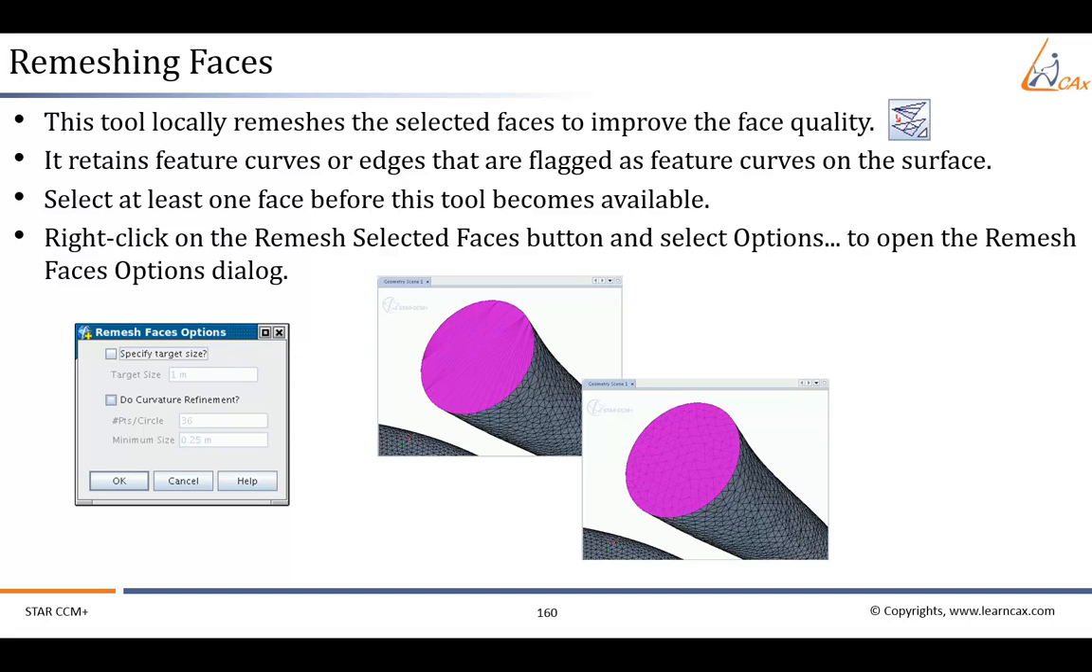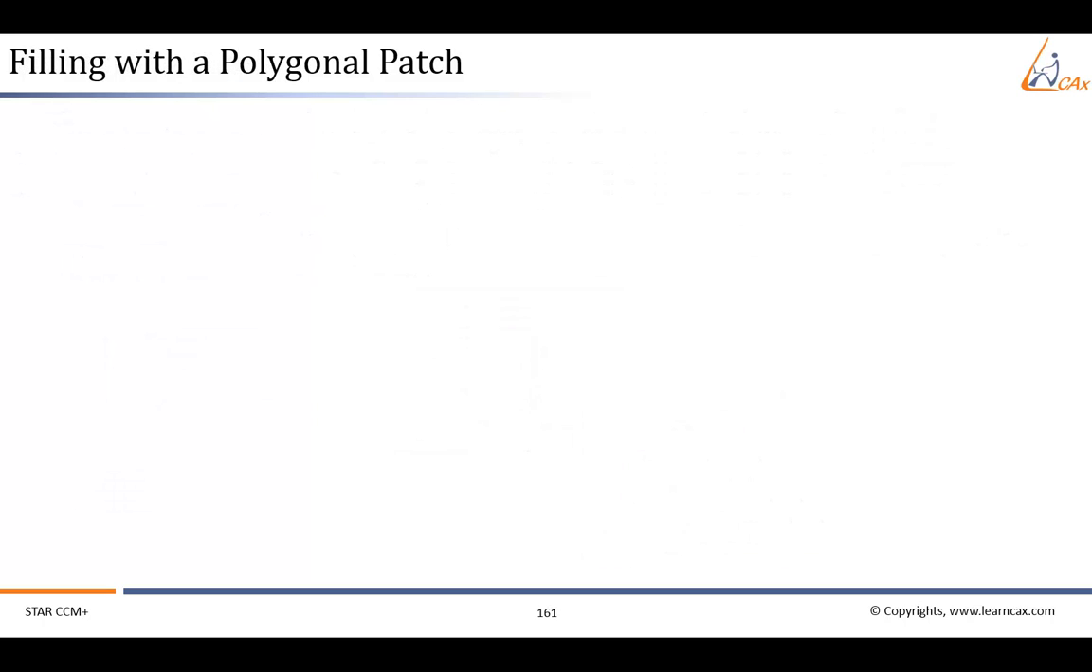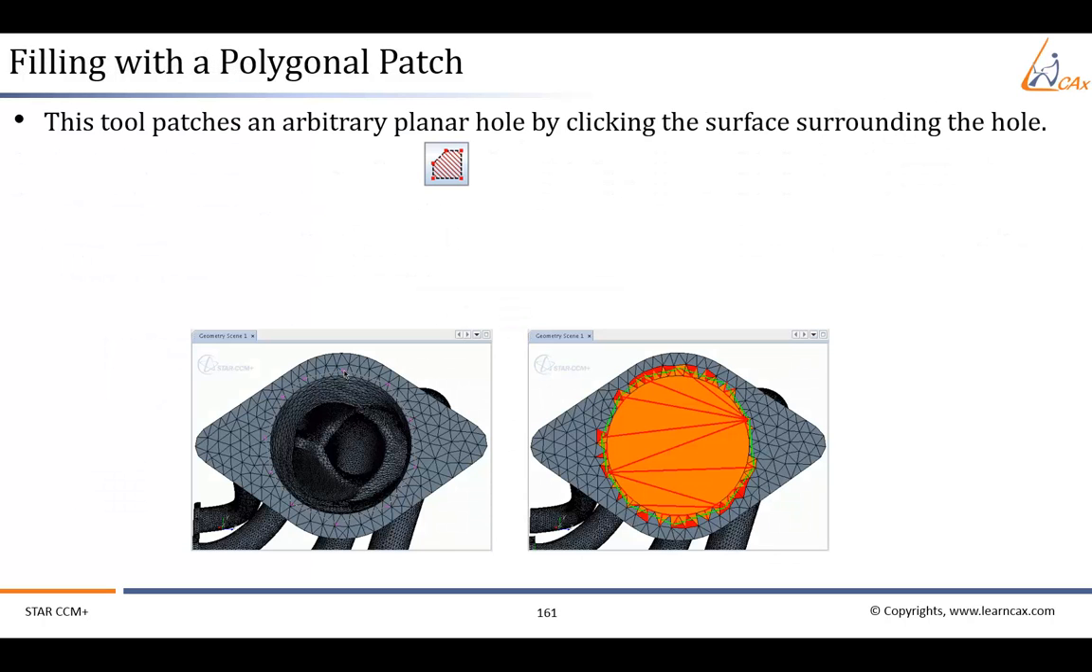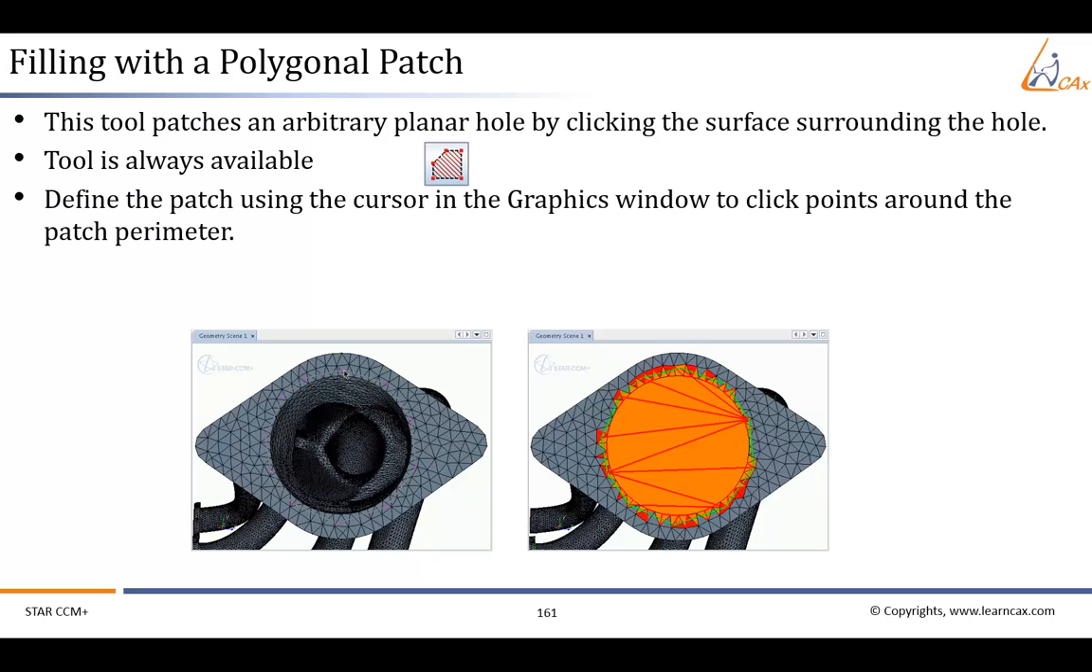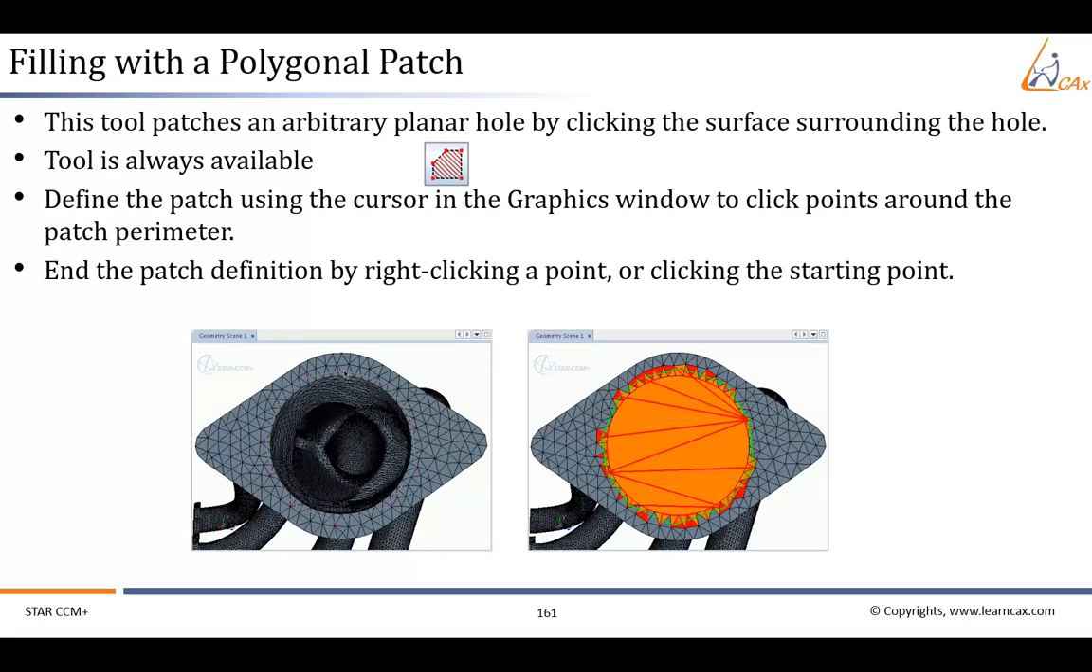The next tool is similar to Fill Holes. It is called Fill with Polygonal Patch. This tool patches an arbitrary planar hole by clicking the surface surrounding the hole. The tool is always available as it does not require any selections. We have to define the unfilled patch using the cursor in the graphics window. The process involves clicking points around the patch perimeter. You can end the patch definition by right-clicking a point or clicking the starting point.